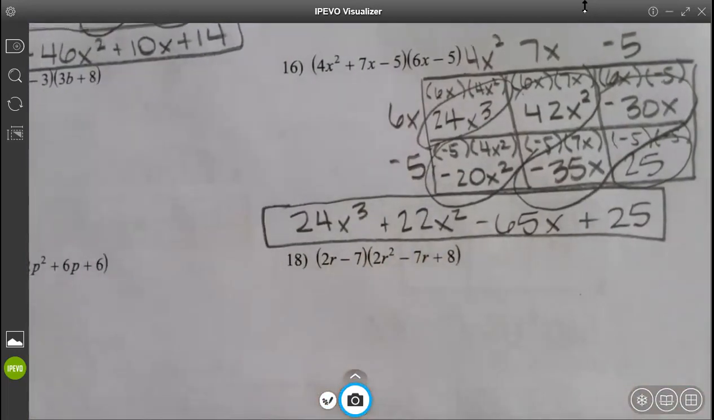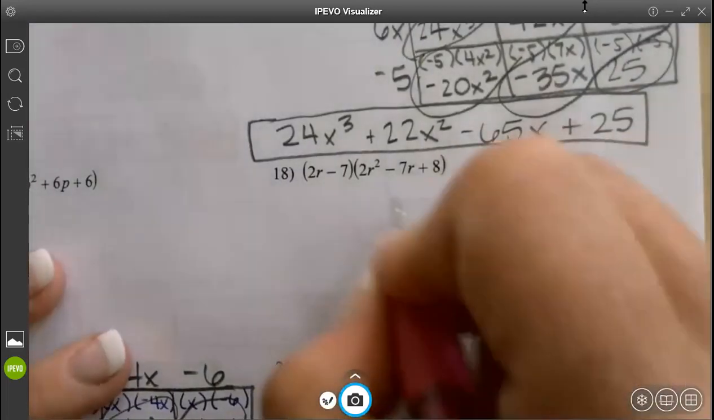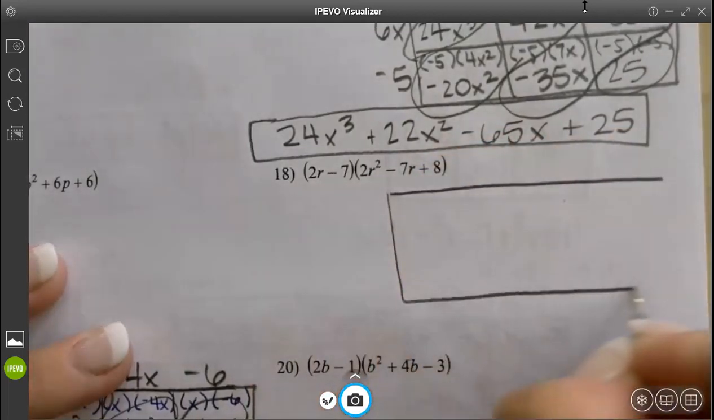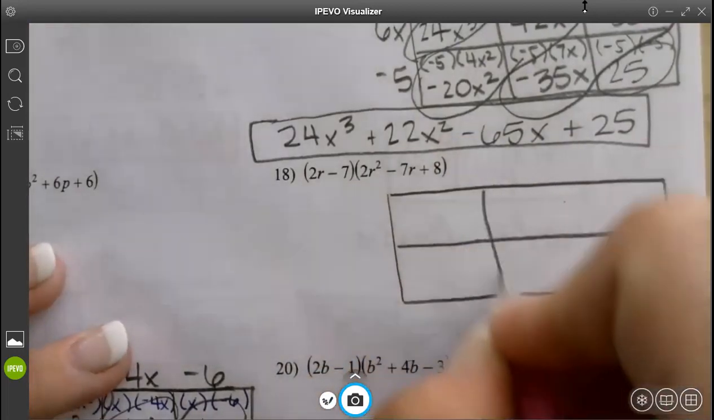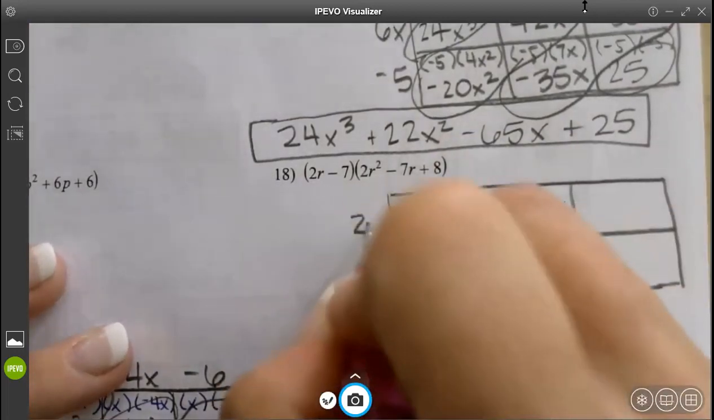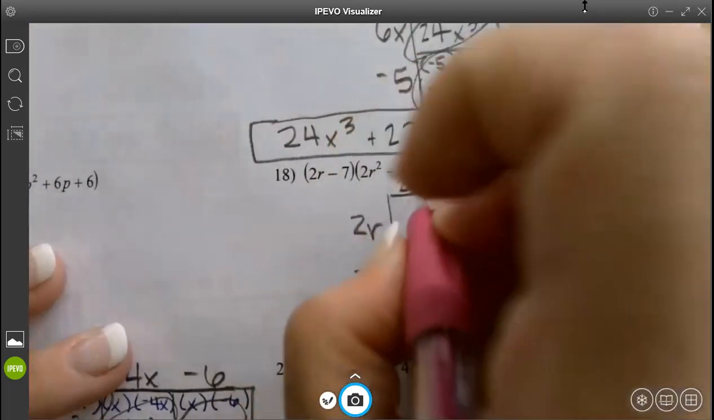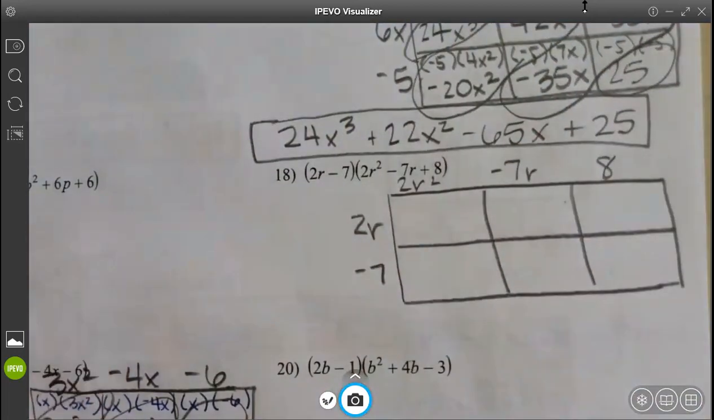Any questions? Let's do one more, and then I'll let you do your homework. You'll probably need paper for your homework. So let's do number 18, and then we'll be done. Again, a 2 by 3. We have 2r and a negative 7. A 2r squared, negative 7r, and 8.